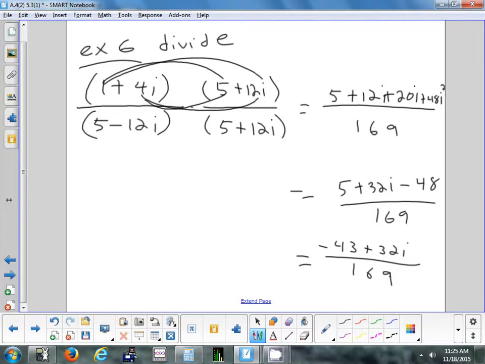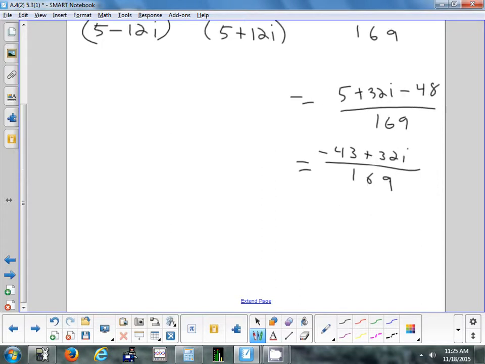All right, now is it okay to leave that? Is that my final answer? No, I got to split it into 2 fractions. Put the negative 43 over the denominator. And what's the other number? 32i over 169. 32i, same denominator.